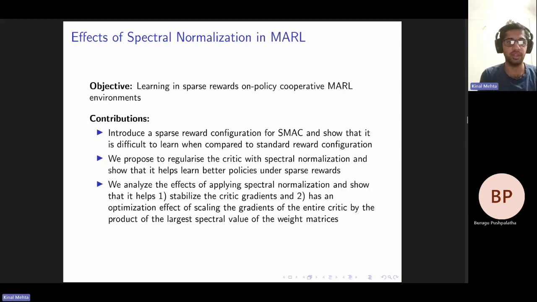The standard reward configuration has quite dense rewards, whereas we introduce a sparse reward configuration. Then we compare the regular algorithms, which fail really badly in this configuration. Then we propose to regularize the critic with spectral normalization and show how it helps in learning better policies under sparse rewards. Finally, we analyze the effects of spectral normalization and show that it helps in stabilizing the critic gradients. It also has the optimizing effect of scaling the gradients of the entire critic. That's more of a theoretical part, which is described in detail in the thesis.